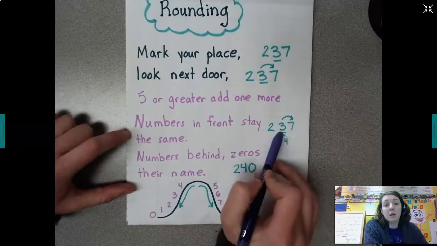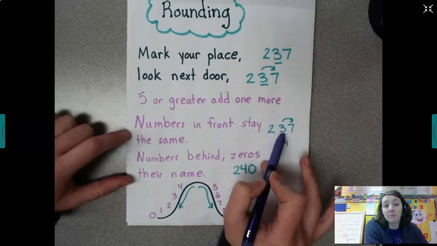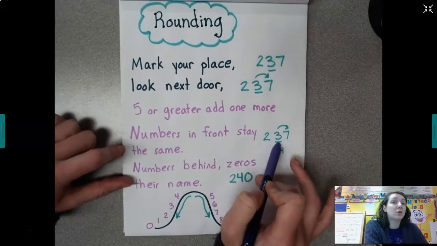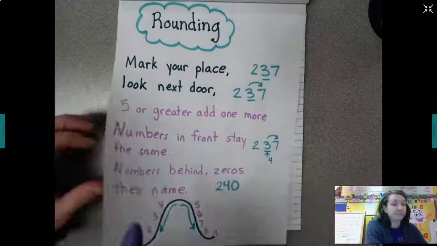If it had been 233, you wouldn't have added anything to the tens place. It would have just been 230 instead of 240. So let's look at some.